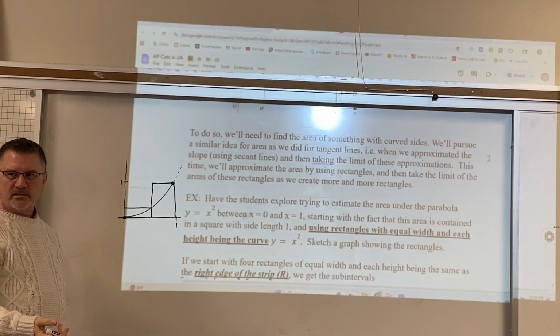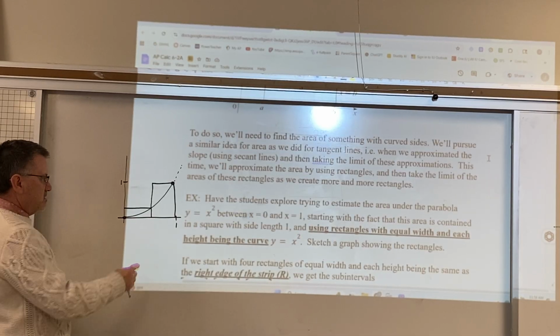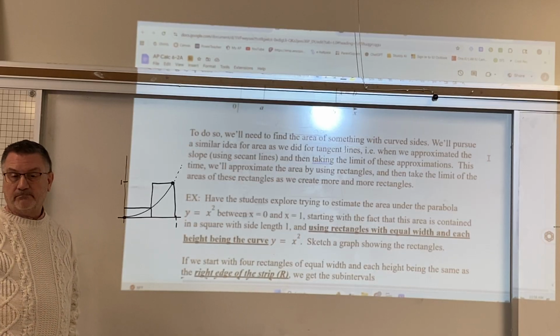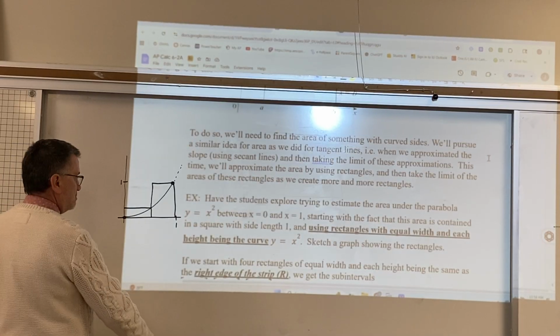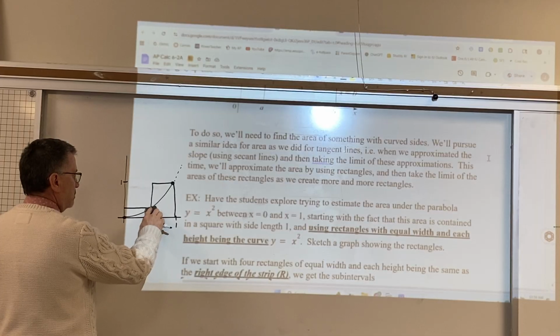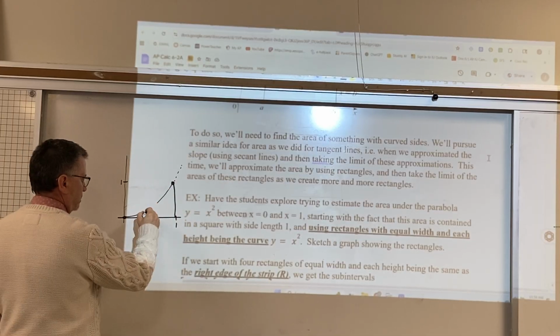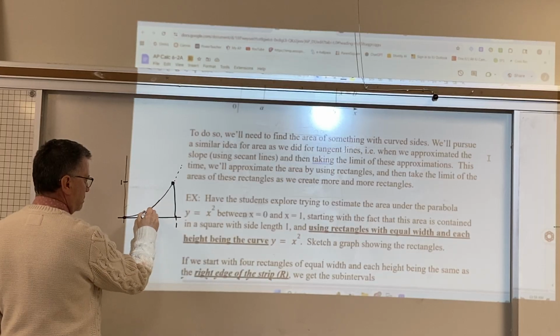Probably still an overestimate, right? Because I'm including this area, which isn't underneath it. But probably not as much, right? I don't have as much dead space with 2. What about 4? Probably, as you're thinking, that's going to be even better.